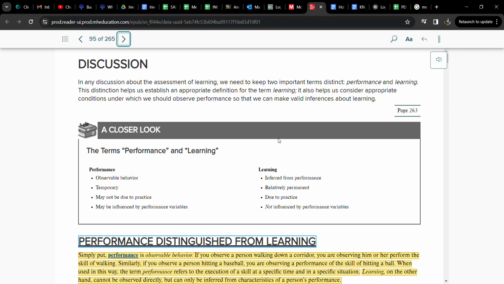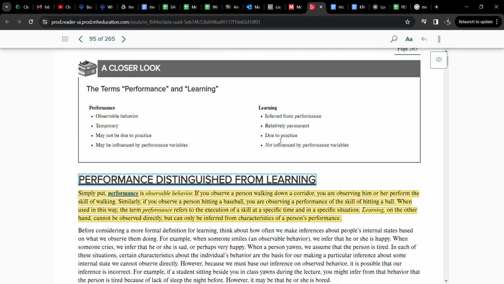So the first thing that we're going to talk about is performance and learning. So we need to distinguish these two things apart. They're not exactly the same. Performance is the thing that you can observe. It is observable behavior. That makes sense, right? When you watch somebody do something, that is their performance of that particular skill. So we need to be able to monitor how that goes.